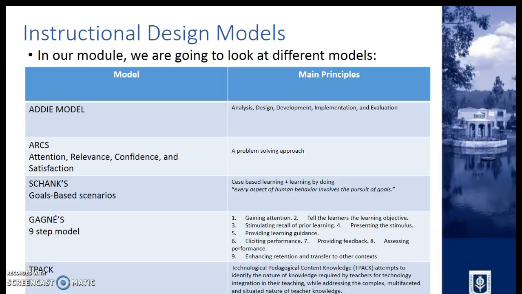So it's important to take a look at these models with a critical eye about your context. For that reason, in the activities for this module, I invite you to not only note the main principles about it when you read, but also to notice the possible affordances in your particular context.